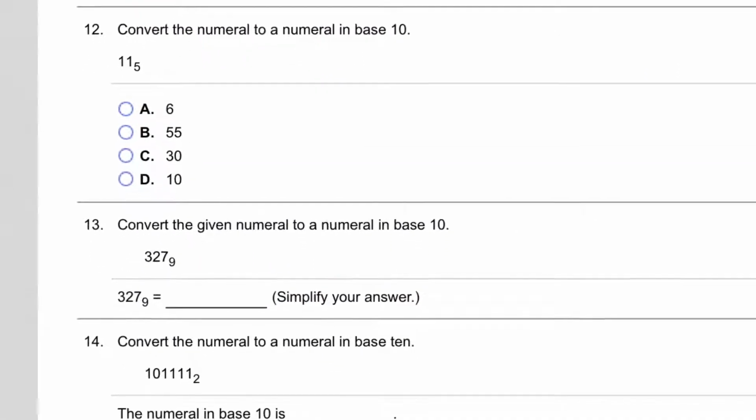Let's take a look at number 12. Number 12 and 13, we're going to be converting. So this is base 5. In base 5, the first place value is always the ones place. The second place would be just 5 to the first power, or just 5. So this is really worth, in our system, 1 times 5 plus 1 times 1, which is 5 plus 1 is 6.